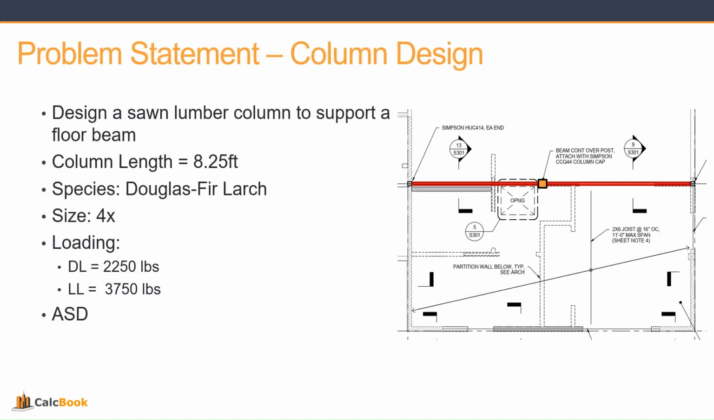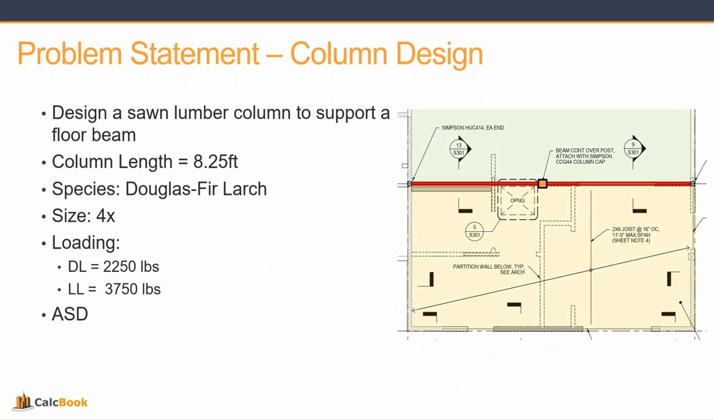We're going to be doing a column design. It supports a floor beam. So there we've got our red floor beam with the orange column. The floor beam goes right over the top of the column. We've got a column length of 8.25 feet. We're going to be using a Douglas fir larch species, and for our size we want a 4x, just because that is the size of the beam going over the top, so it makes for an easy connection.